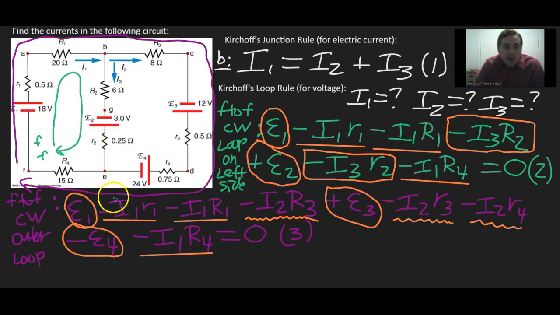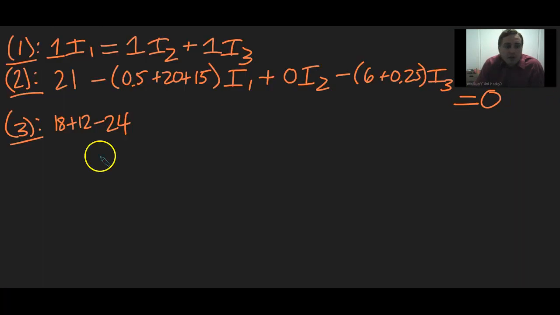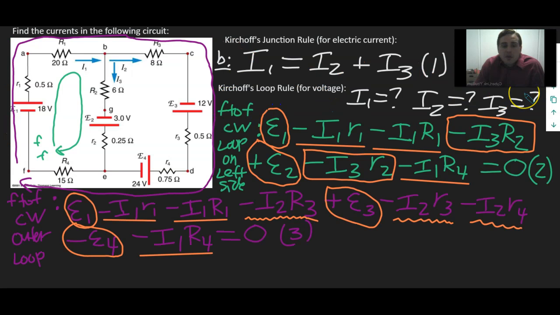Then, let's do the I1 terms. Now, the I1 terms should look exactly like the previous loop, because the parts of the resistors that we looped on were the exact same ones. So I should just be able to recopy that if I was careful. So that should be minus 0.5 plus 20 plus 15 times I1. Okay. Now, as far as I2, the squiggly underlines, we've got big R3, little r3, and little r4.